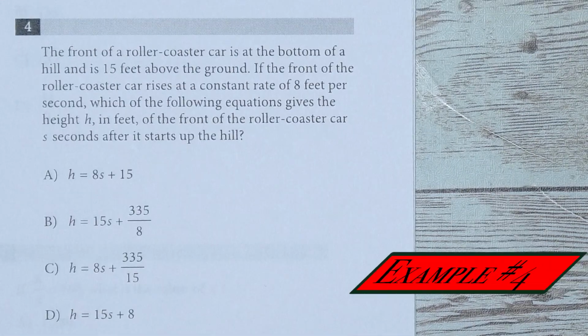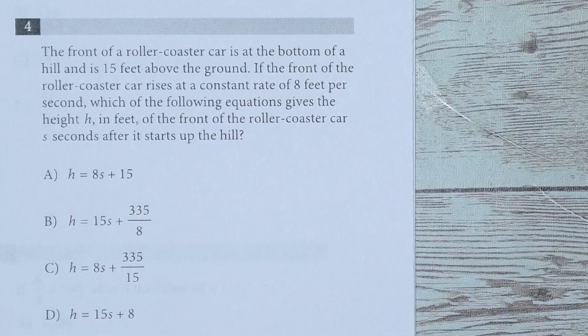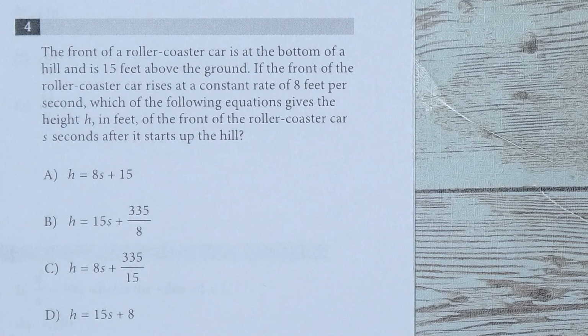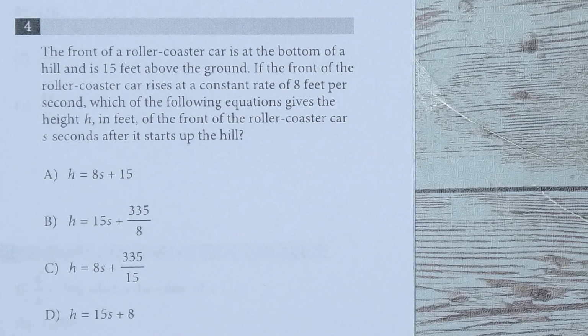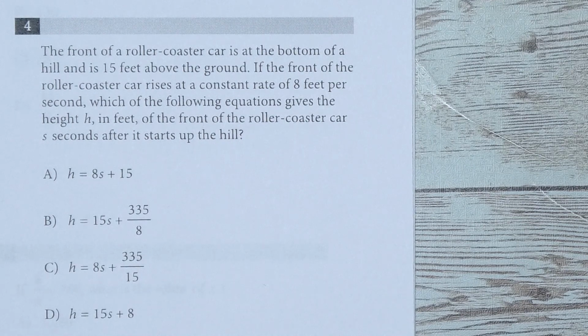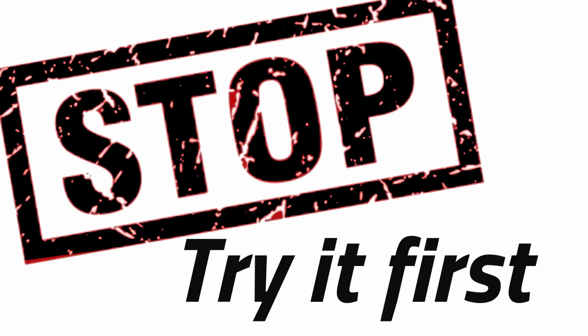The front of a roller coaster car is at the bottom of a hill and is 15 feet above the ground. If the front of the roller coaster car rises at a constant rate of 8 feet per second, which of the following equations gives the height h in feet of the front of the roller coaster car s seconds after it begins up the hill?